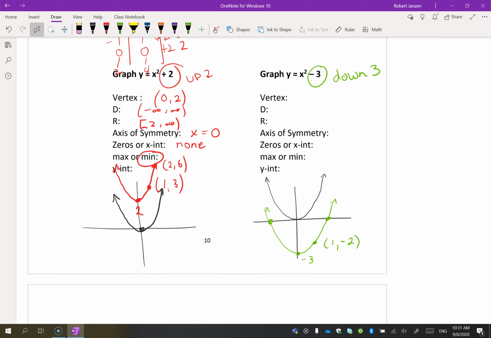So let's put the vertex. Vertex is (0, negative 3). Domain, negative infinity to infinity. The range is going to be from negative 3 to infinity. And the axis of symmetry is x equals 0. So far, so good.